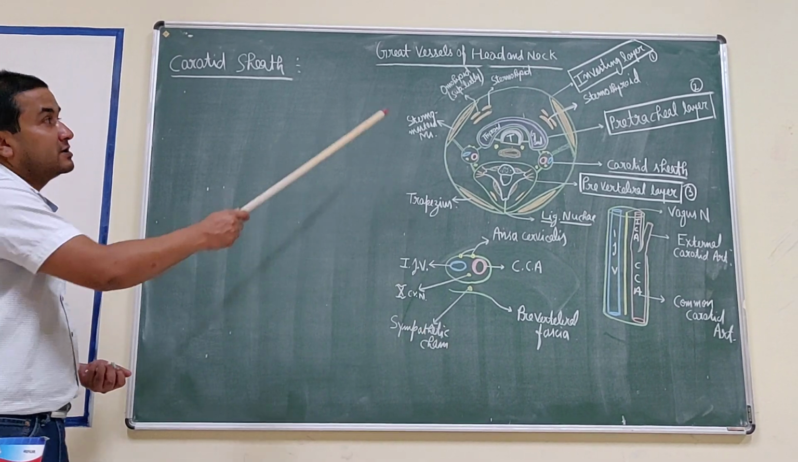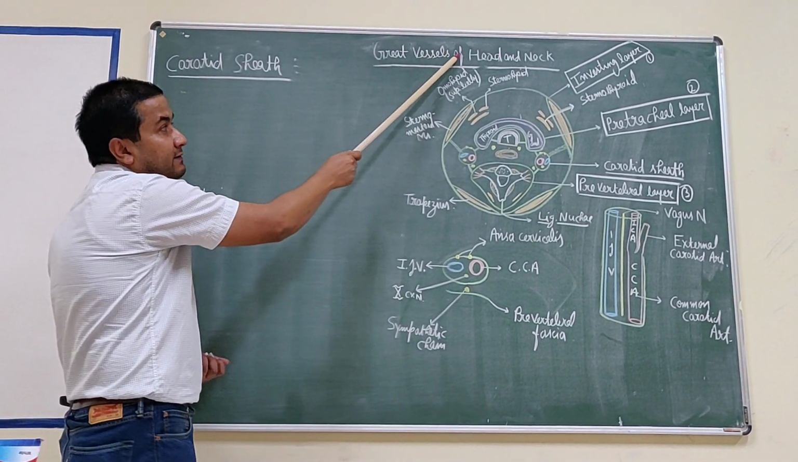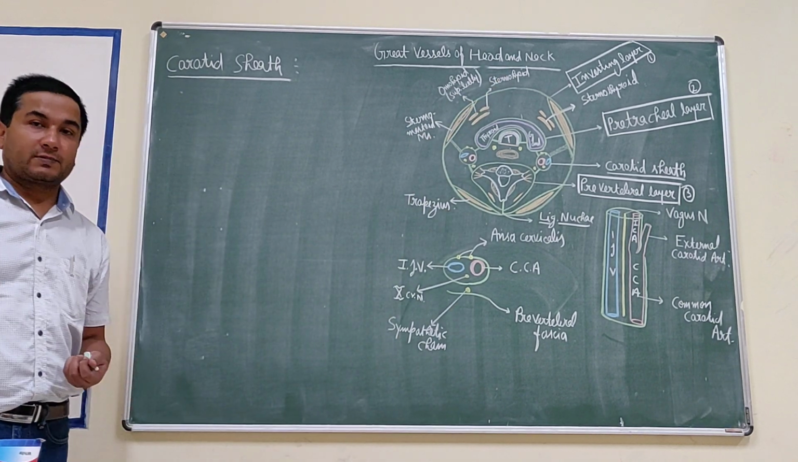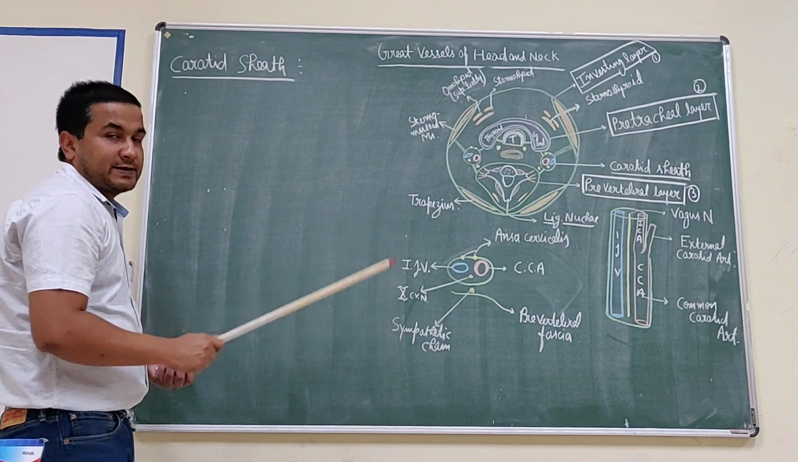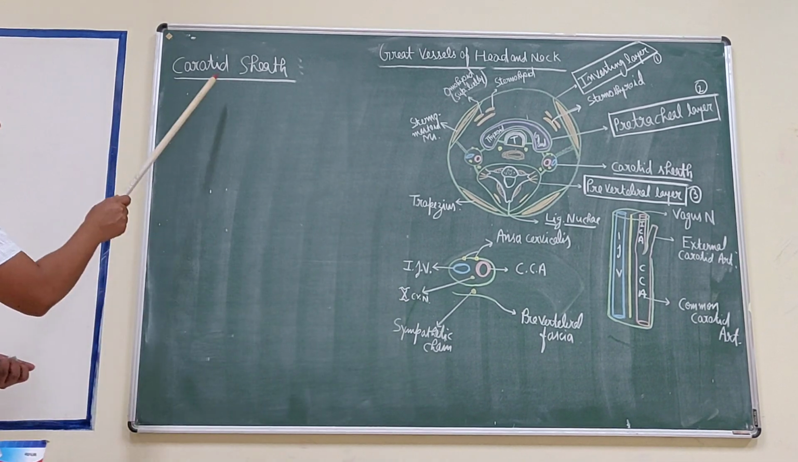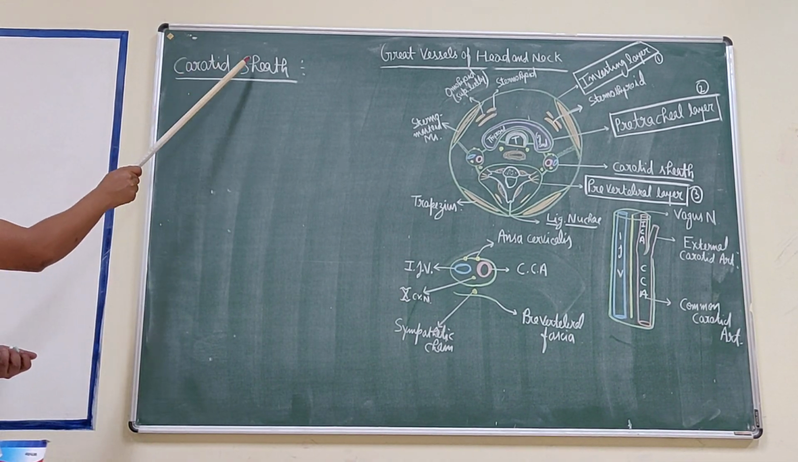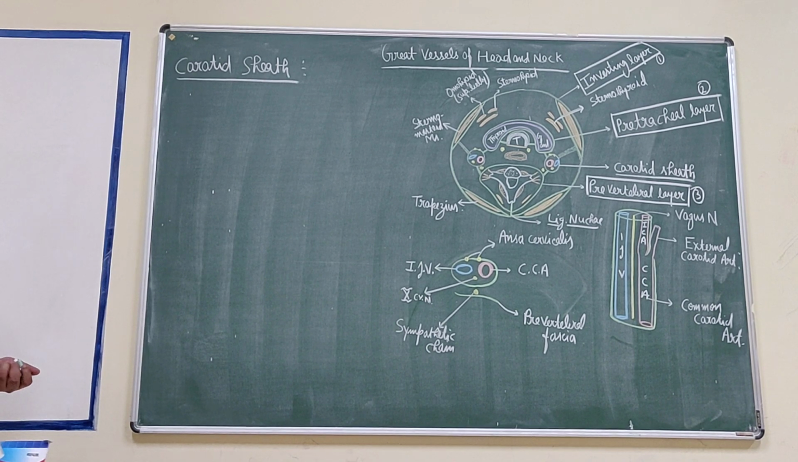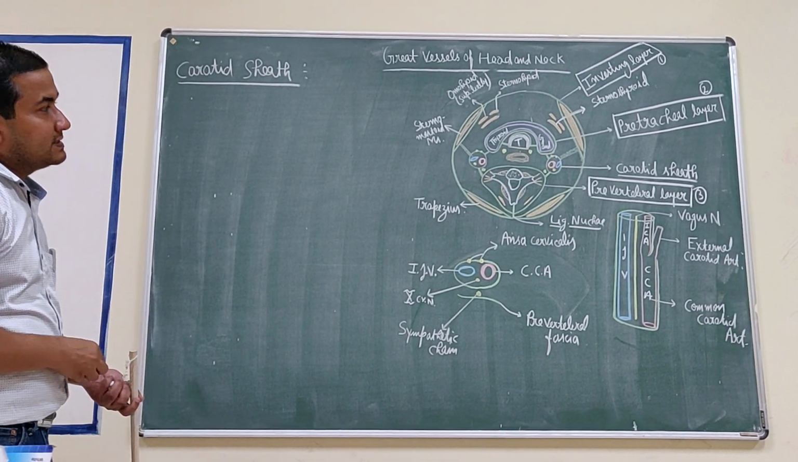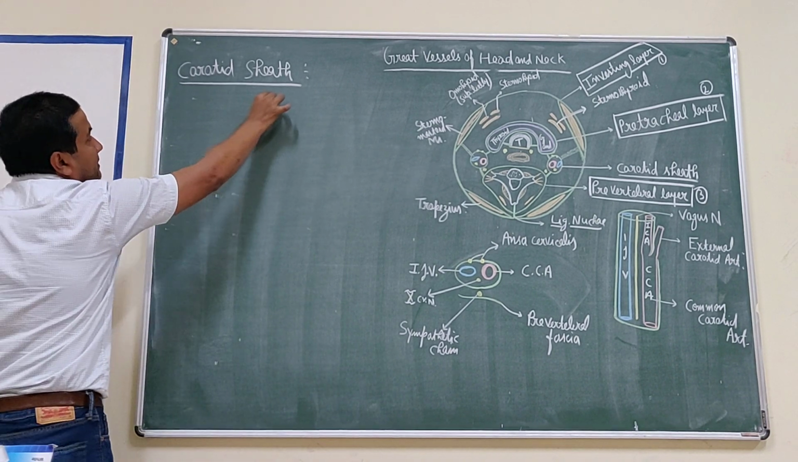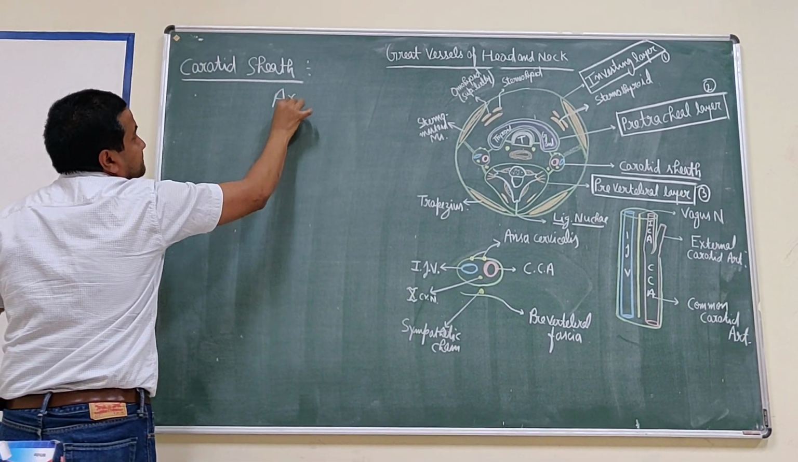We will discuss the great vessels of the head and neck region. Before starting the vessels, first of all, we discuss the carotid sheath. What is a carotid sheath? This carotid sheath is basically like the axillary sheath.